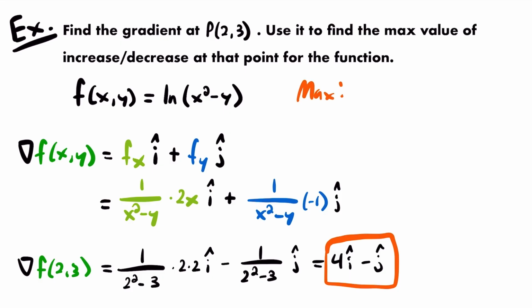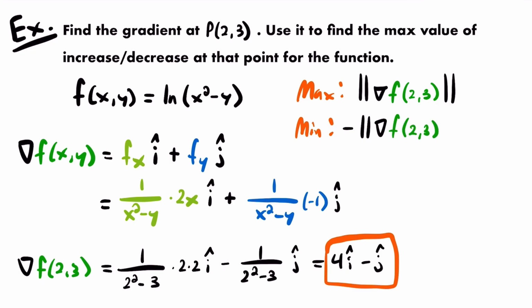Remember that the maximum slope will be the magnitude of the gradient vector. So we'll take the magnitude of del f of (2, 3). And then for the minimum slope, or the max value of decrease, we want the negative magnitude of the gradient vector. So the negative magnitude of del f of (2, 3). Okay? And so let's calculate that magnitude.